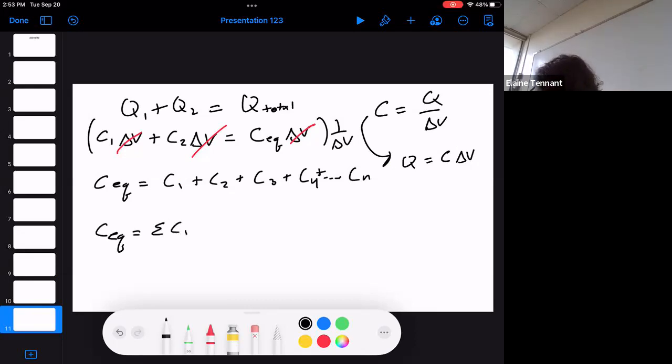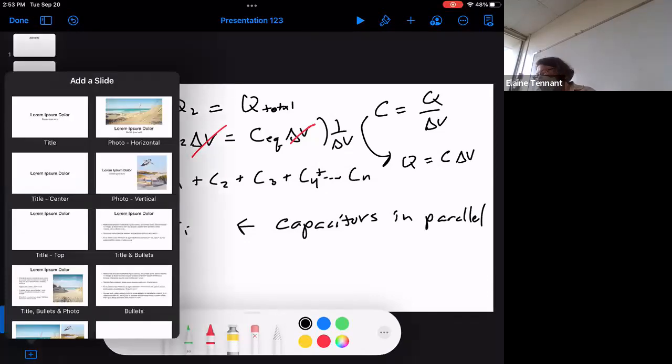So a lot of times you'll just see that written as the equivalent capacitance is just the summation of C sub i. However, you do need to be very careful that this is only for capacitors in parallel. Okay. Everyone happy with that part? Because if you are going to do capacitors in series.